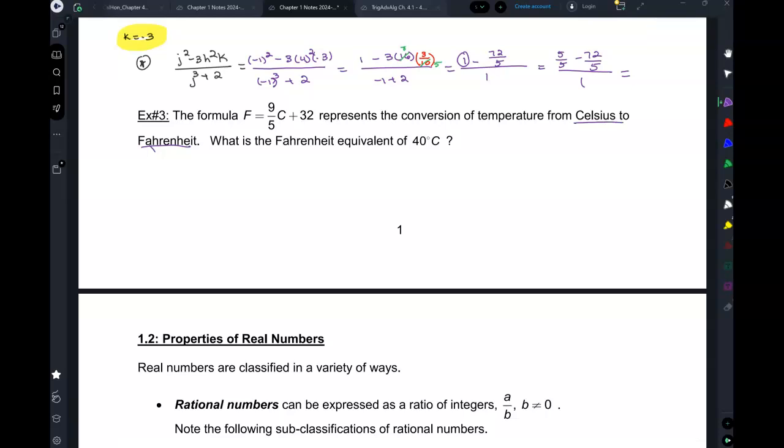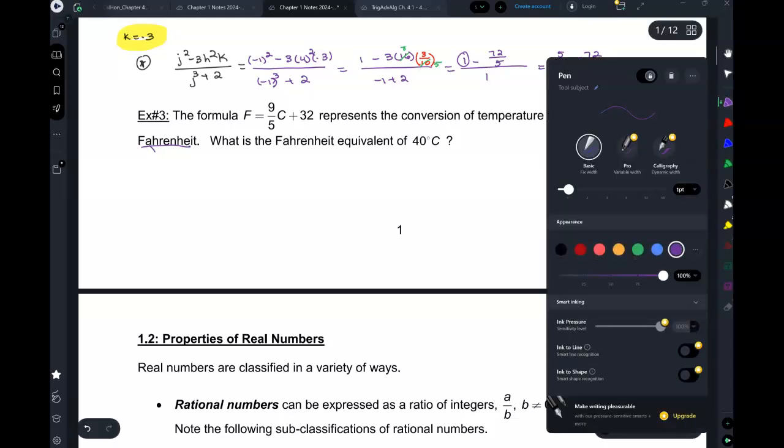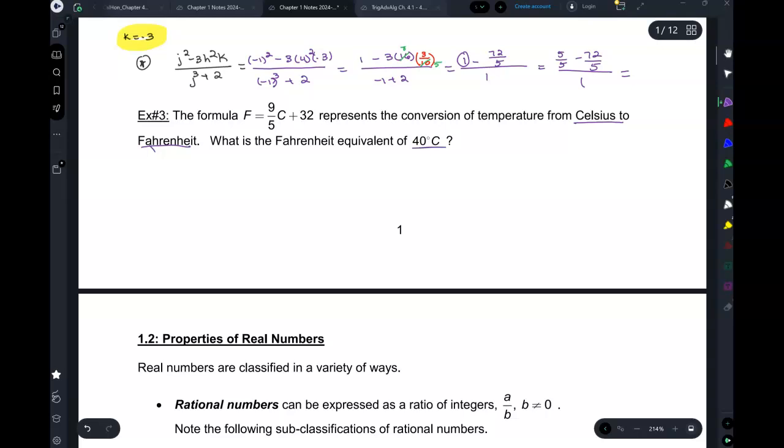We want to see what is the Fahrenheit equivalent of 40 degrees Celsius. Okay, so this 40 degrees Celsius, that's basically your C. So C is 40, and I want to know what F is. All right, so my formula says F is 9 over 5 times C plus 32.